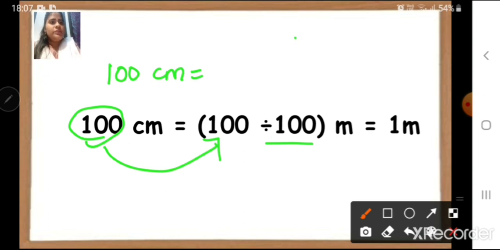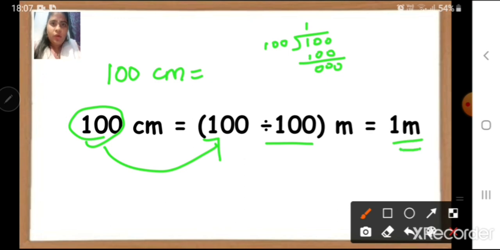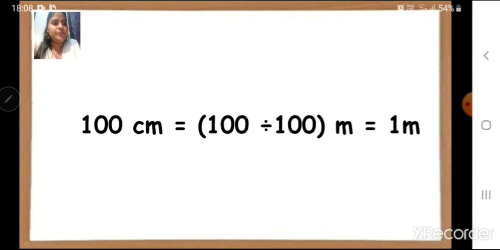Correct? If you do normal division also, 100 ones is 100, right? So it is equal to 1 meter. Or children, it is division, so you can just cancel the zeros. Your 2 zeros are there on both the sides, so you can cancel them. It will be 1 meter.